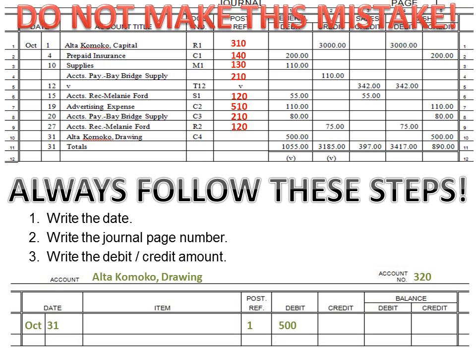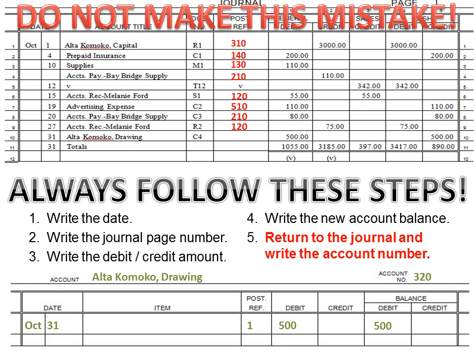In this case, we're doing the drawing account. In this case, it is a debit. And then write the new account balance. And then, and only then, do you go back to the ledger and write the account number of 320. Make sure you follow these steps.